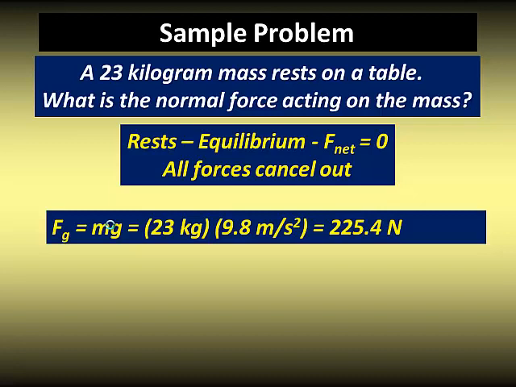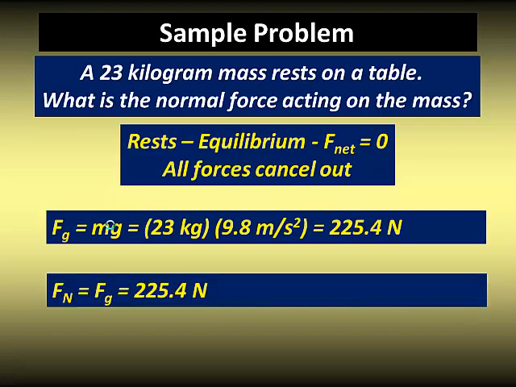Force of gravity we can calculate. Fg equals mg, and we get 225.4 newtons. And since I know that all forces cancel out, the normal force is equal and opposite to the force of gravity, so it's 225.4 newtons.